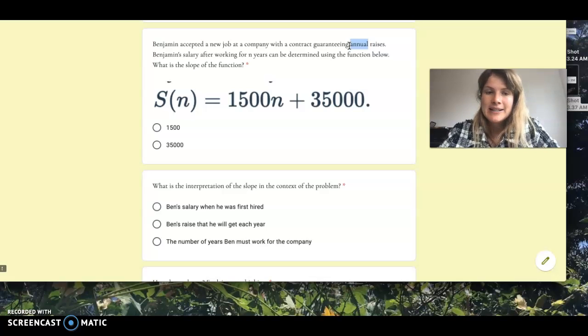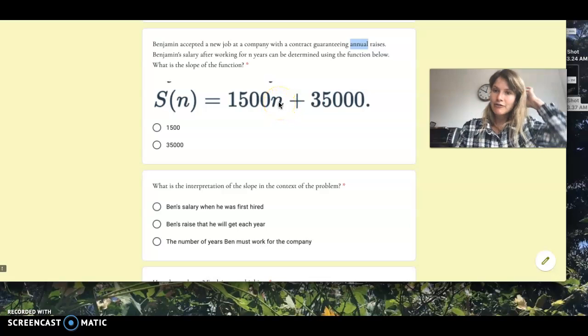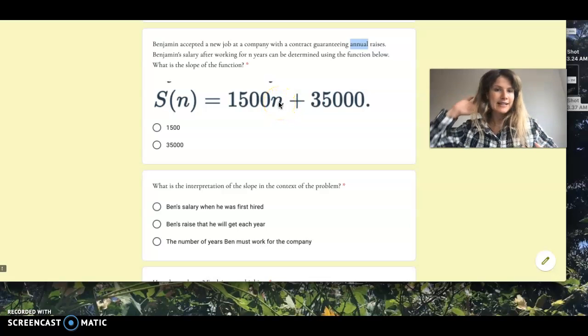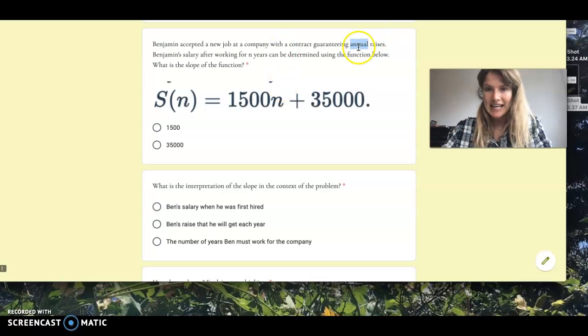Benjamin's salary, the amount of money he's making after working for n years, can be determined using the function below. What's the slope of the function? Okay, so the slope of the function is going to be 1500, the number that's next to the n. Remembering that the slope always represents some rate of change, some additional amount that's going to happen again and again and again. In this case, since it's annual, it's going to be every single year.